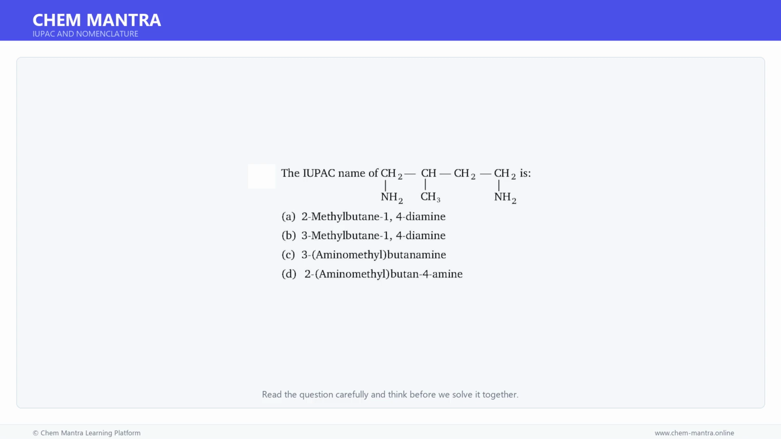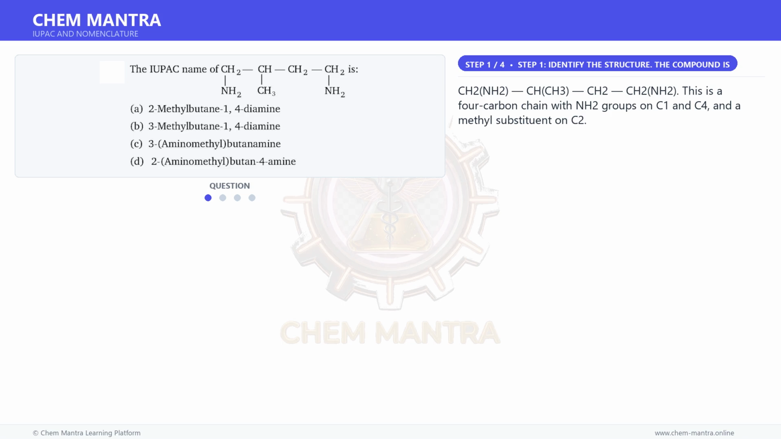Here is a question. Read it carefully and think about the answer. Let us solve it step by step. Let us begin solving this step by step. CH2, NH2, CH, CH3, CH2, CH2, NH2. This is a 4-carbon chain with NH2 groups on C1 and C4 and a methyl substituent on C2.